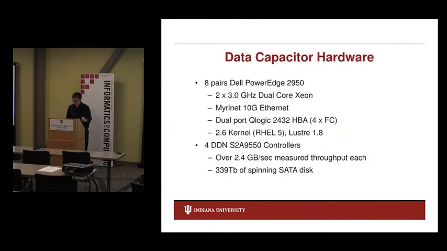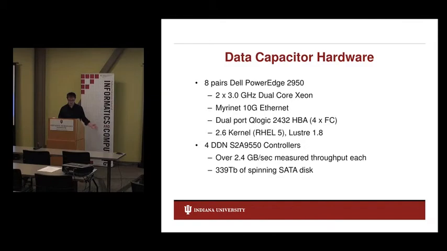So here I'm talking about the Data Capacitor, the original Data Capacitor. There are 16 servers, or 8 pairs, and I alluded to this a little in the question that came up, but they're in failover. So if one fails, the other one can take over its resources. So there's no single point of failure in the object storage servers.